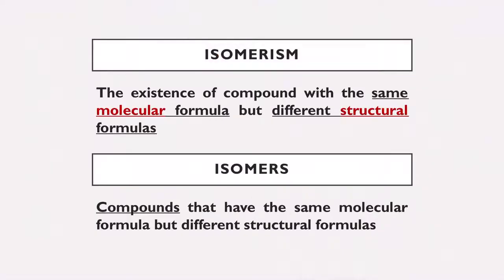This is simple. Alright, so first of all, we have to know what is isomerism. So isomerism is the existence of compounds that have the same molecular formula, but different structural formulas, okay? So molecular formula is your actual number of atoms. Structural formula is how you arrange your molecule, okay? Your atoms. So isomers are basically compounds that have the same molecular formula and different structural formula.